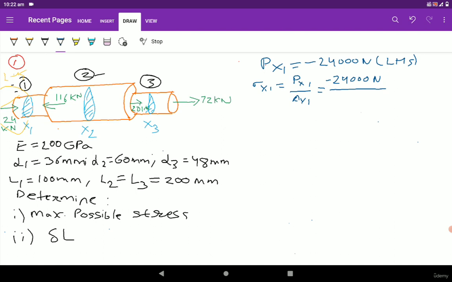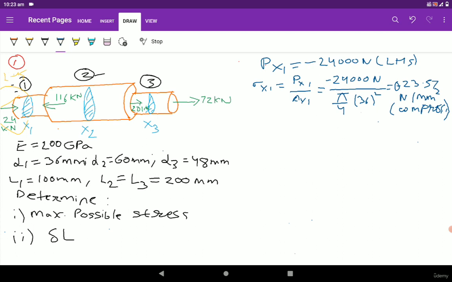After solving it, we are going to get the value of sigma x1 as minus 23.57 Newton per millimeter square. So it is compressive stress. This negative sign expresses that the stress is compressive in nature. Now let's calculate the value of the load at the x2 section.